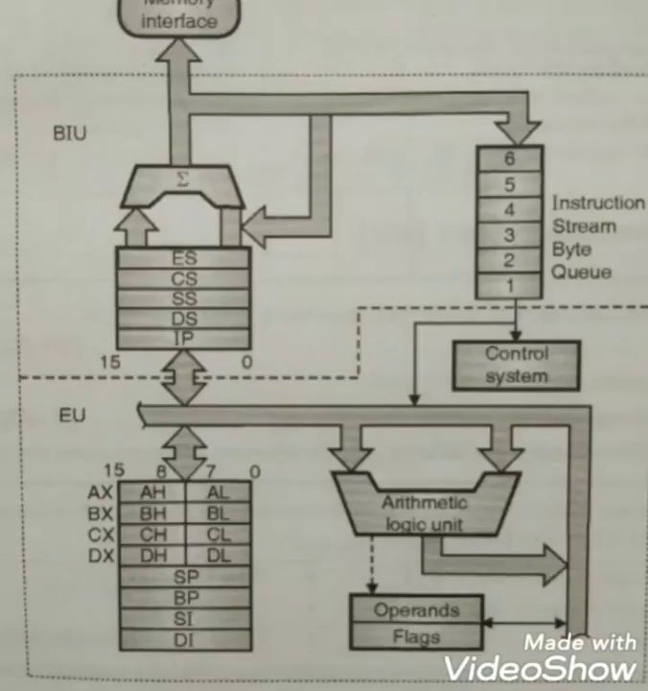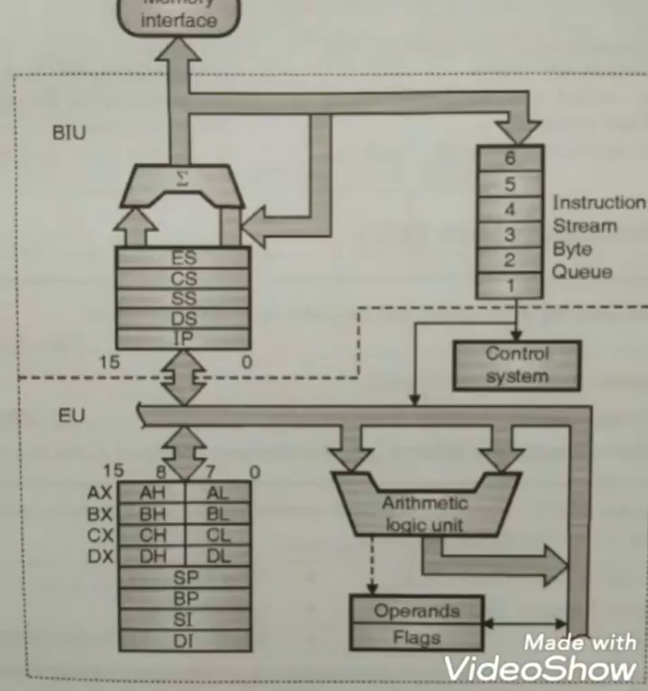Segment registers. The complete 1 megabyte memory is divided into 16 logical segments. Each segment contains 64 kilobytes of memory. There are 4 segment registers that hold the base address or starting address of particular memory segment.